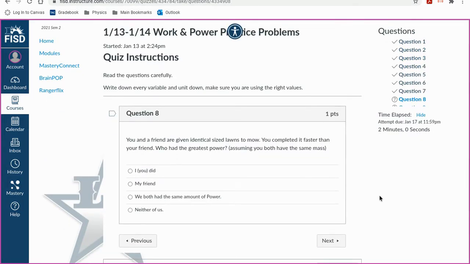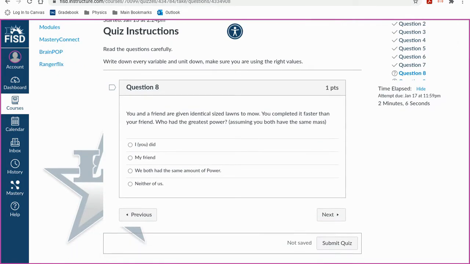You and a friend are given identical size lawns to mow. You completed it faster than your friend. Who had the greatest power, assuming you both had the same mass? So power is work divided by time. You both did the same amount of work.